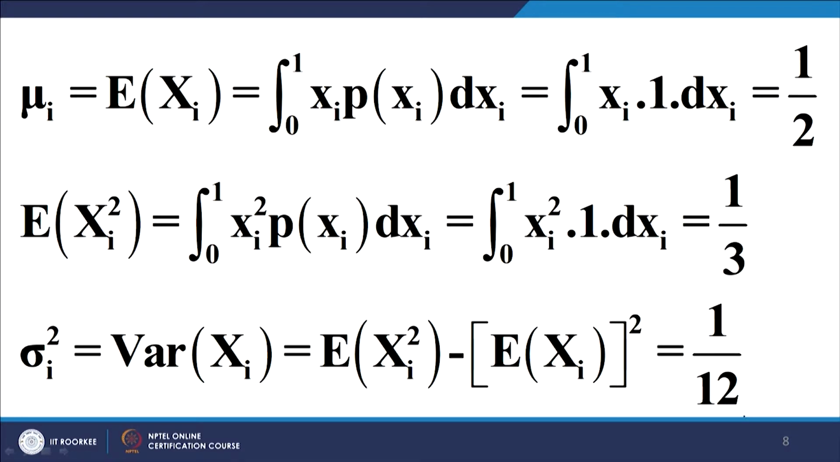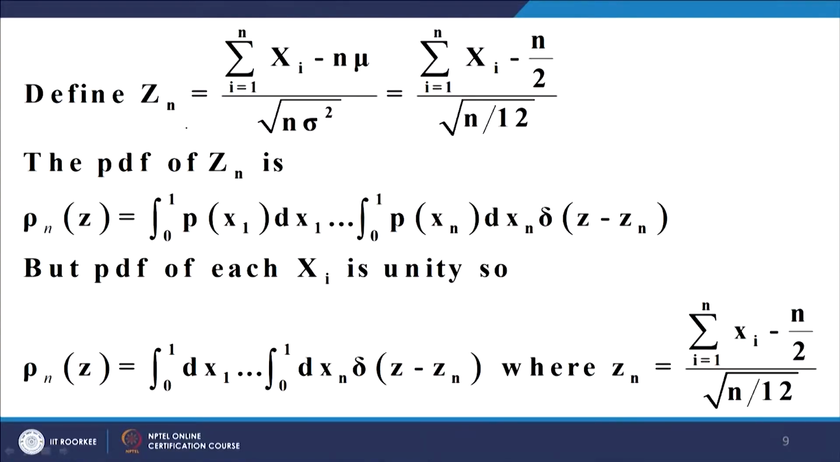The mean of x_i square, the integral of x_i square p(x_i), turns out to be 1 by 3, and therefore the variance turns out to be 1 by 12 for each of these variables. X 1, x 2, x 3 each has a mean of 1 by 2, each has a variance of 1 by 12. Let us define the variable z_n. Remember, this is something to do with the central limit theorem, as we have mentioned earlier.